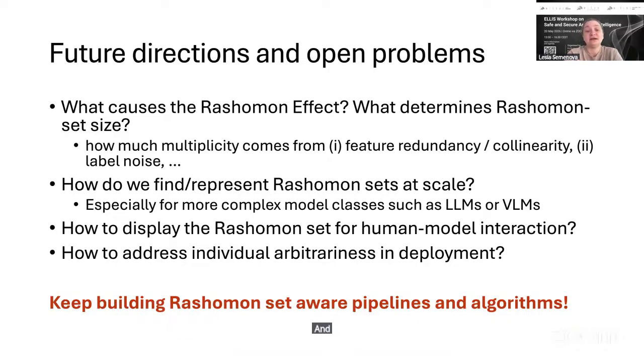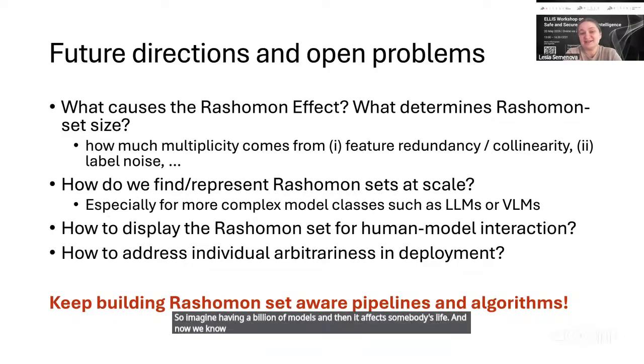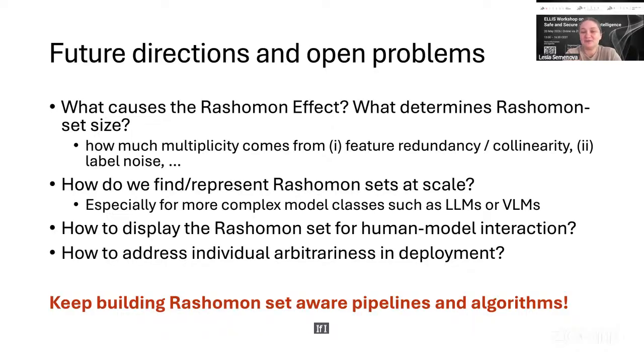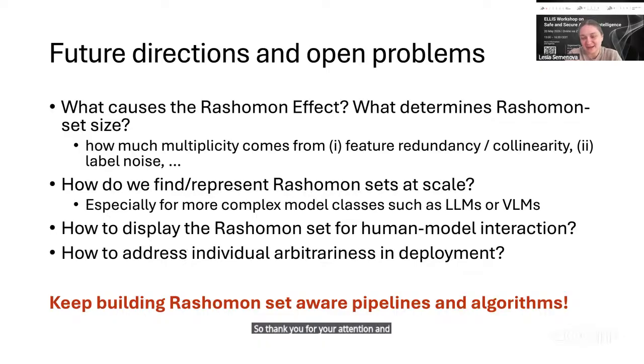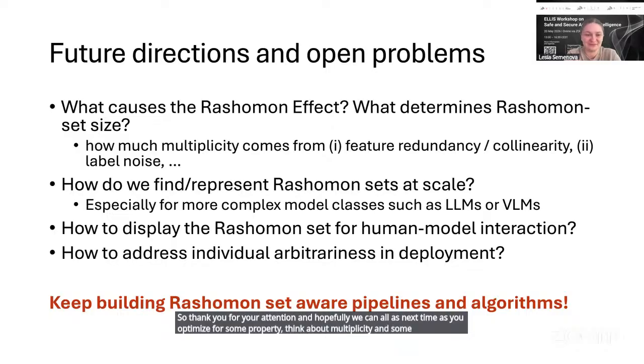And finally, how do we address individual arbitrariness in deployment? Imagine having 1 billion models, and then it affects somebody's life. Now we know that these models will disagree on predictions for some individuals, let's say me applying for credit. Different models will disagree. And then it creates an issue: if I applied for credit and I am denied by one model, I could be approved by another model. So this individual arbitrariness should be resolved in deployment as well. Thank you for your attention, and hopefully, next time you optimize for some property, we can all think about multiplicity and some desired properties as well.